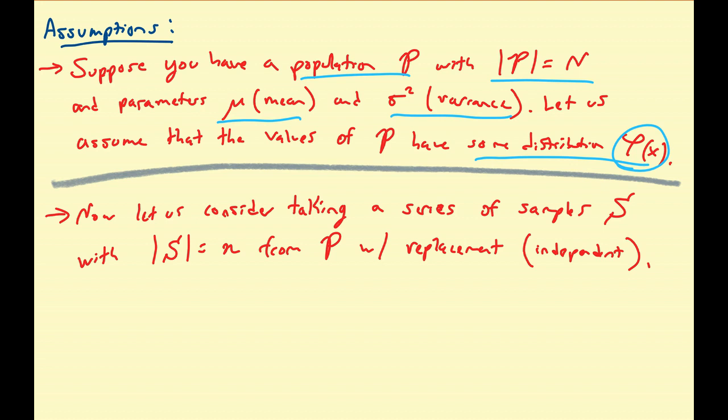So let us consider taking a series of samples, and let us call them samples S, and let's assume that the size of the samples is little m. And again, I say, let us assume they're sampled with replacement. So two different people can have the same exact values, hence they are independent samples. So from here, what can we say?